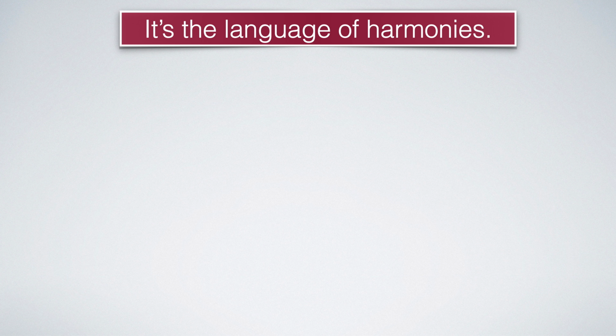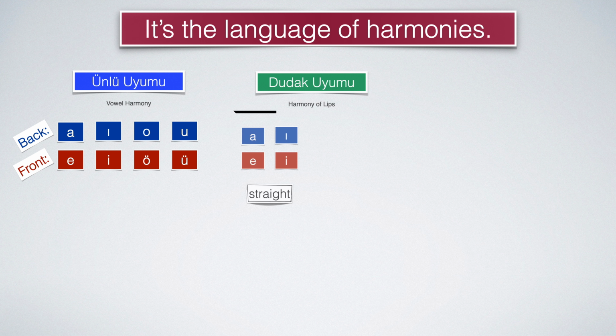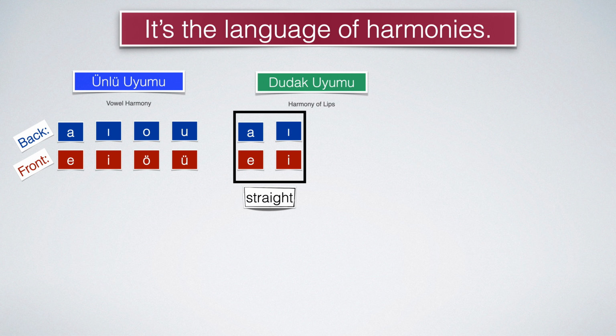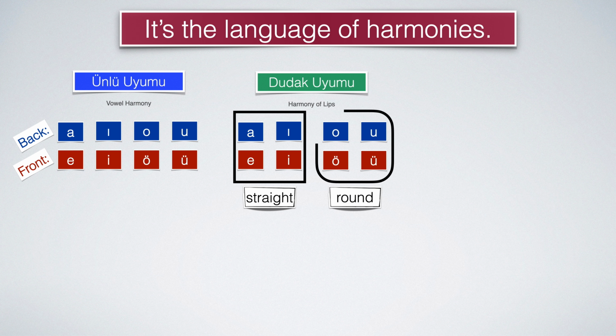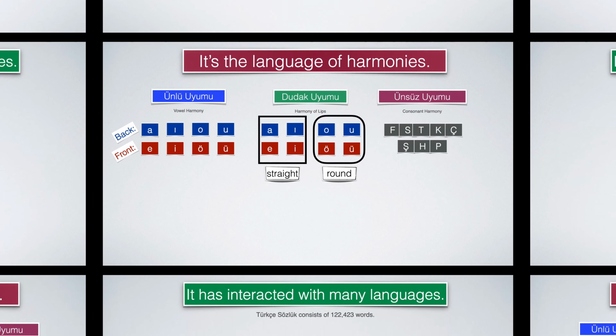It's the language of harmonies. So we have the vowel harmony, where you divide the vowels into two groups, back vowels and front vowels. And then the harmony of lips, or four-way vowel harmony, where you really care whether your lips are straight or round when you pronounce the suffixes. And the consonant harmony, where you meet fıstıkçı Şahap, Şahap the peanut seller, and suddenly start to care whether the last consonant of the word is hard or soft.